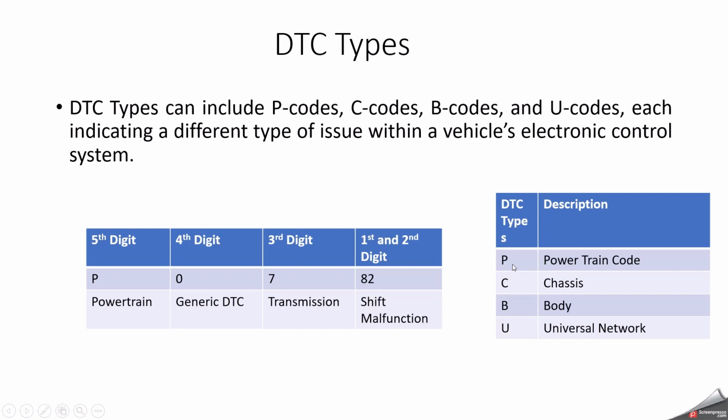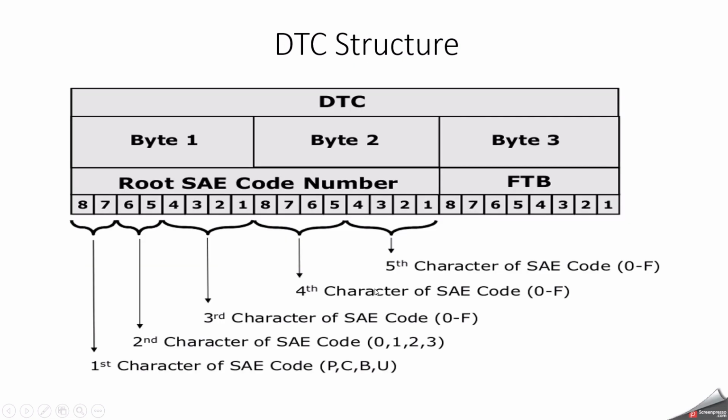If it starts with P, then it's a powertrain. If it starts with C, chassis. B means body. U means universal network. Here I have given one example of a 5-digit code, B0782. Here the first letter indicates the system type, 0 means it's called a generic DTC, 7 means it's a transmission, and 82, here I have just taken the example of shift malfunction, but you can understand based on your requirement.